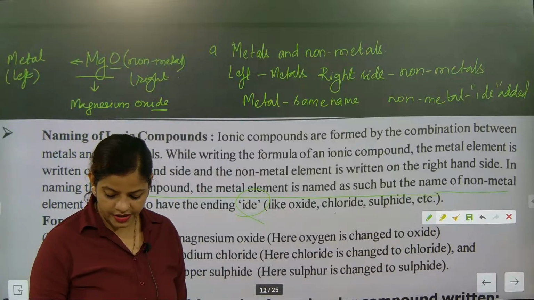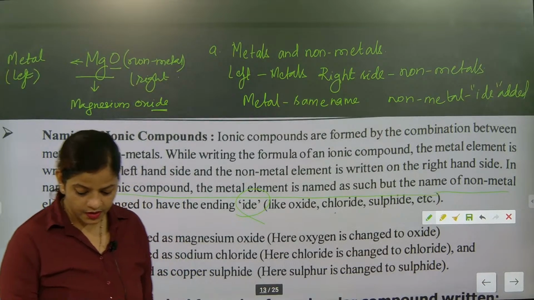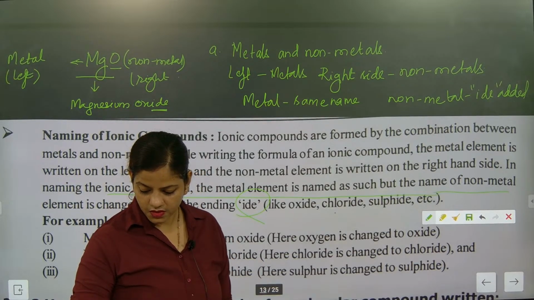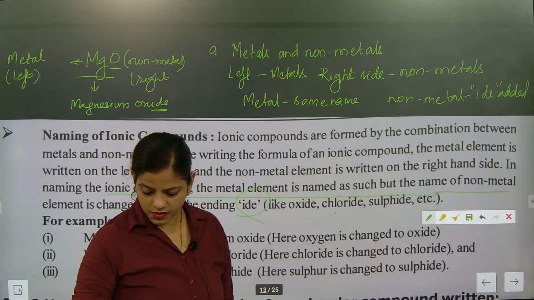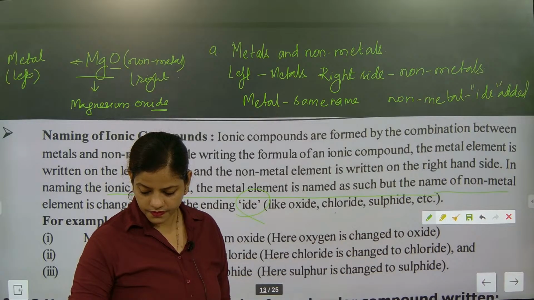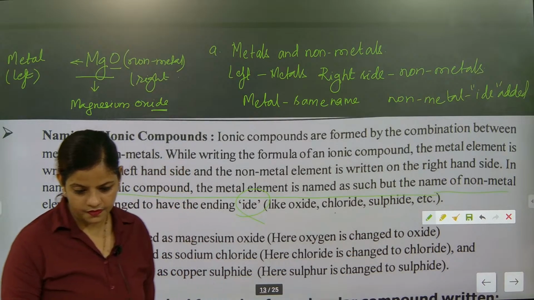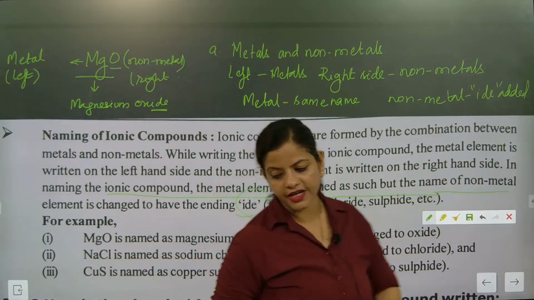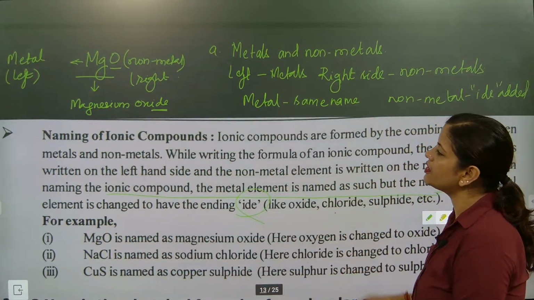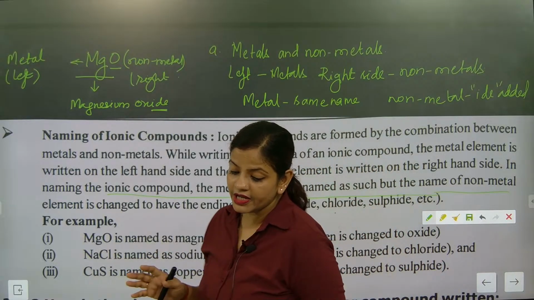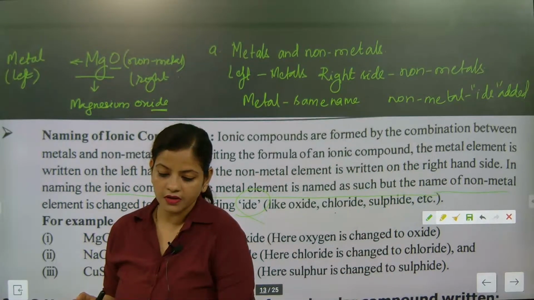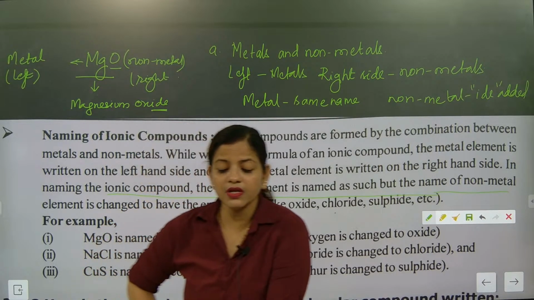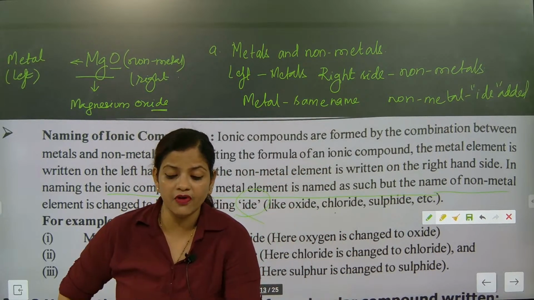Yes, the left side part is there. Shall we go for the next one, beta? So now we will write the next part. This is the metal and non-metal part. Valency is already covered, beta, in the previous part. An ionic compound is made with the help of ions.